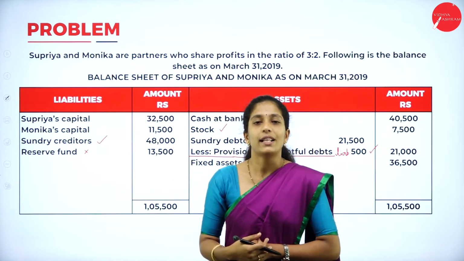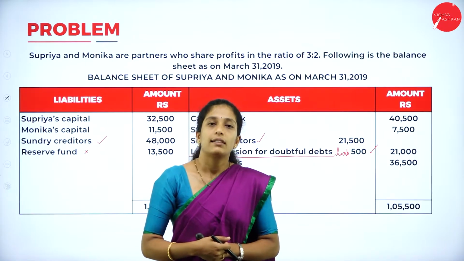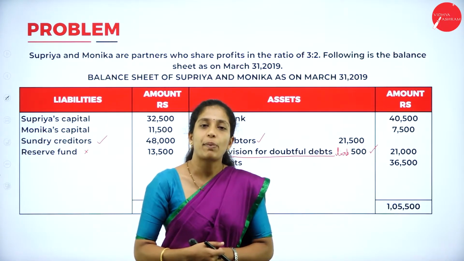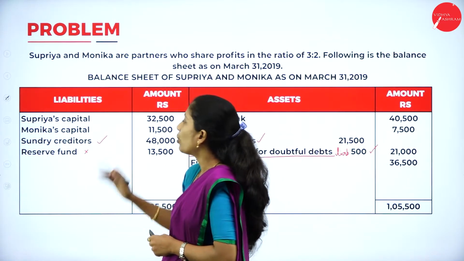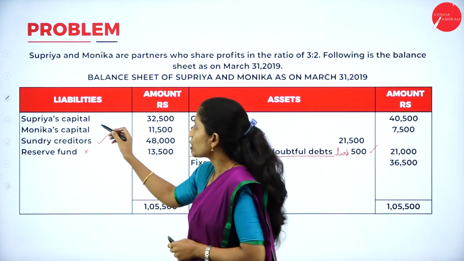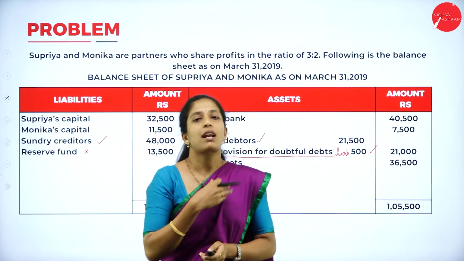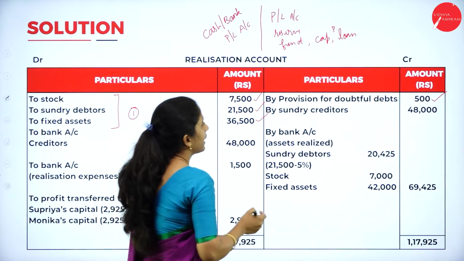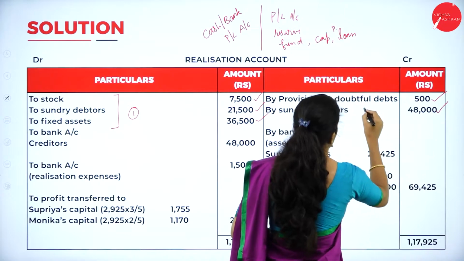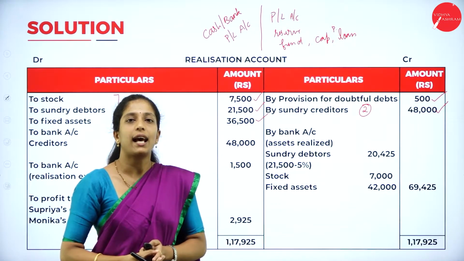So transfer all the liabilities except profit and loss account, reserve, then if there is any fund, next partners capital and partners loan. Here we will transfer only sundry creditors because we shouldn't transfer partners capital as well as reserve fund. So transfer to your credit side. By sundry creditors 48,000. Now we are done with the second step, that is transfer of all the liabilities.